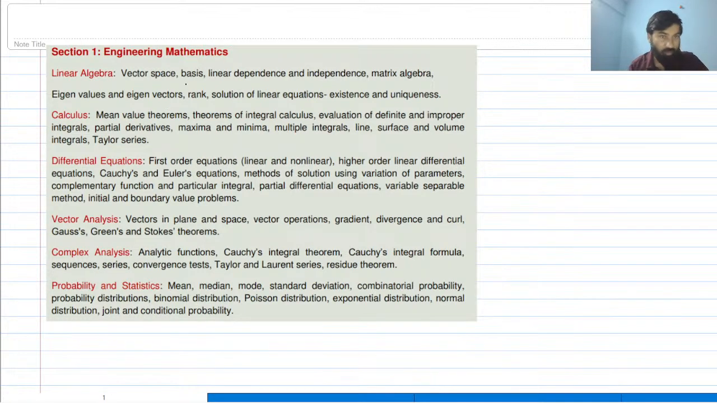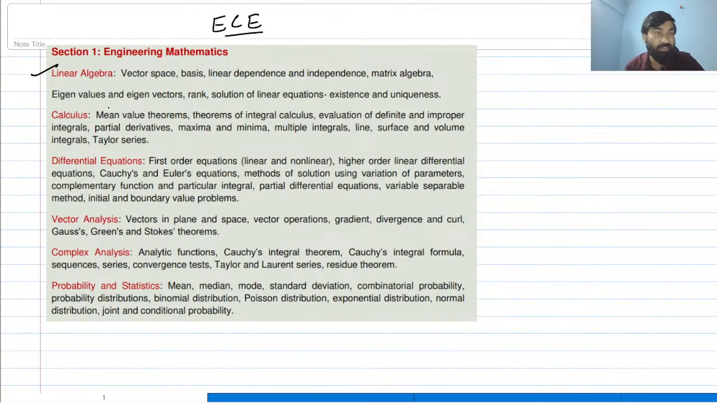The syllabus for ECE we have got here. I hope you might be able to see the screen now. The very first chapter is linear algebra, where there are vector space, basis, linear dependence and independence, matrices, eigenvalues and eigenvector, rank, solution of linear equation, existence and uniqueness.